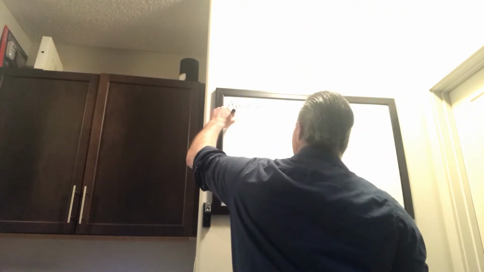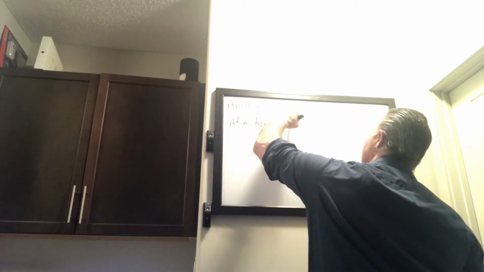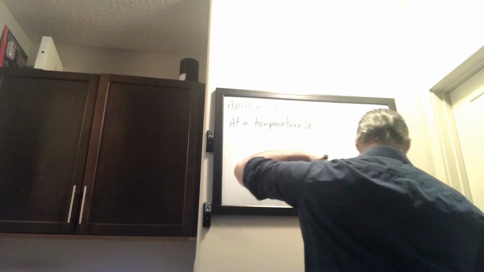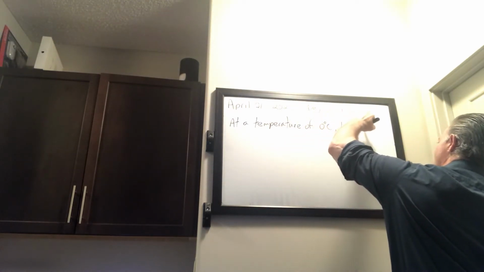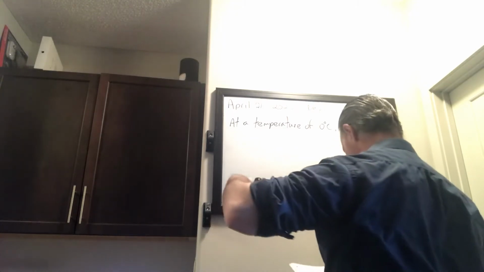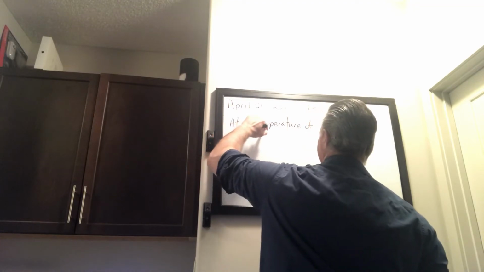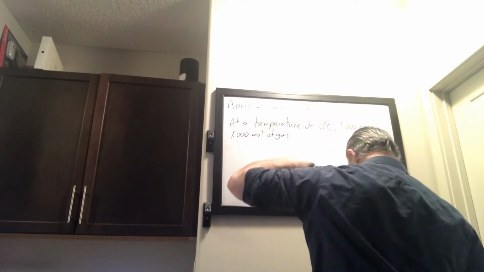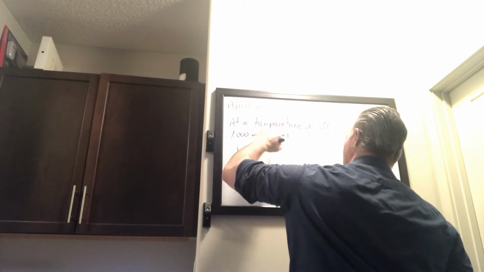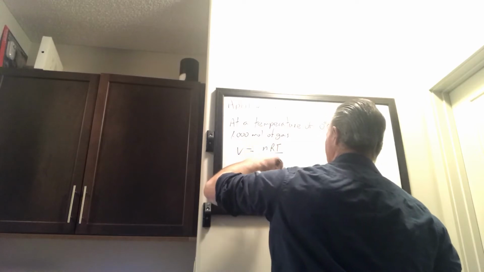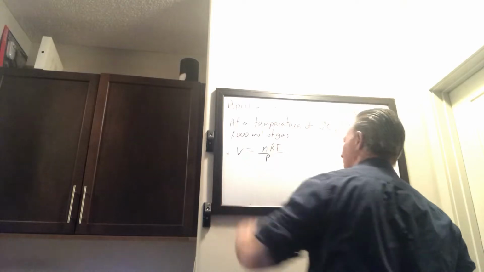So at a temperature of 0 degrees Celsius, 1 atmosphere's pressure, and if you have 1 mole of gas, the volume, according to the ideal gas law, PV equals nRT, can be rearranged to isolate for V, so you'll put the P in the denominator.